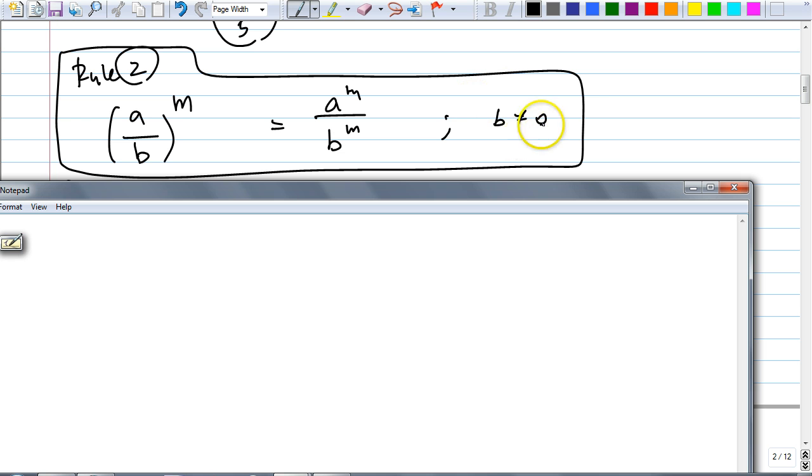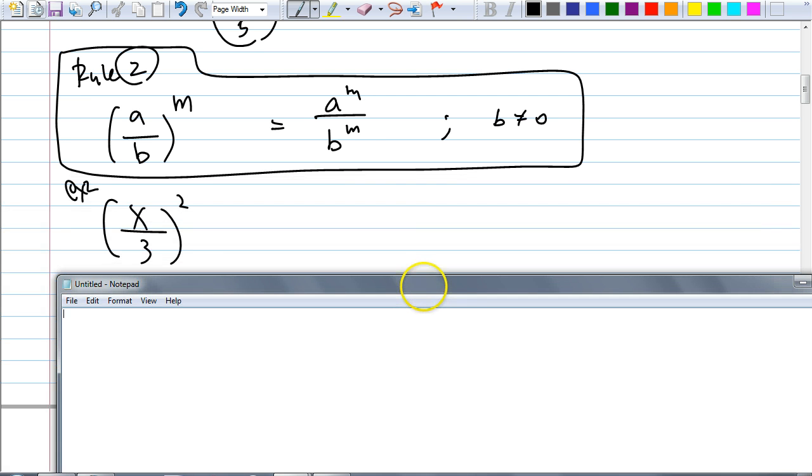And as you can see, I wrote down my restrictions as well. You got to make sure that B is not equal to 0, okay? Because if it is, then you have an undefined fraction. So knowing this, do you think we're going to use this rule again for doing example 2? You guessed it. So everybody go ahead and try and see what we get when I have x over 3, that quantity, squared. Okay. So I guess you could write it out, but we could just use the rule.